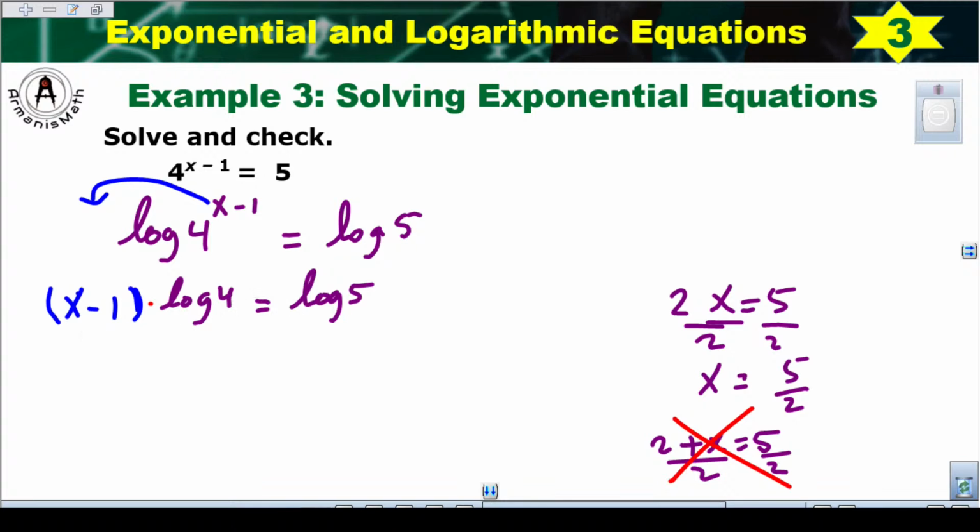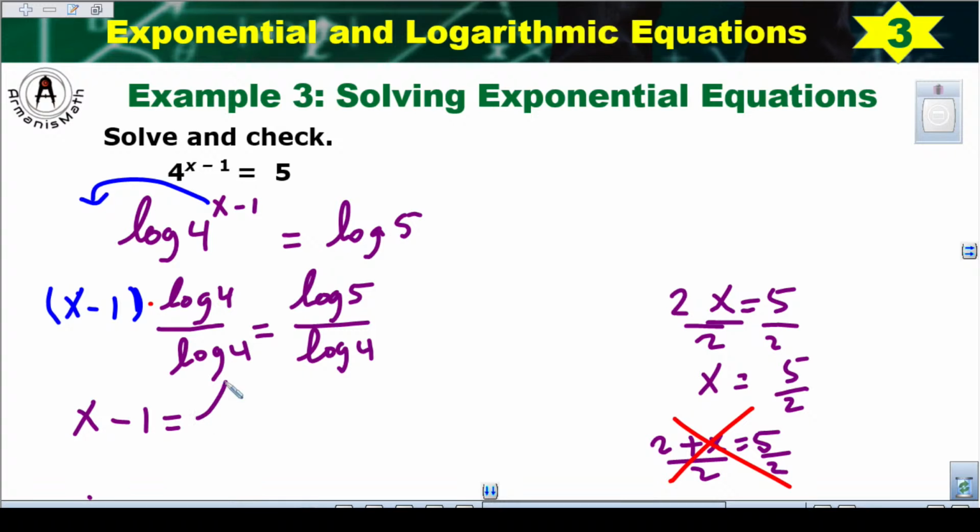So basically, because you're solving for x, you want to isolate the x on one side, and what's bothering us is this guy here. So I'm going to divide both sides by log of 4. If I divide both sides by log of 4, I'm going to get rid of this one here. It's going to give me 1. So basically I got x minus 1 on this side equals log of 5 divided by log of 4.